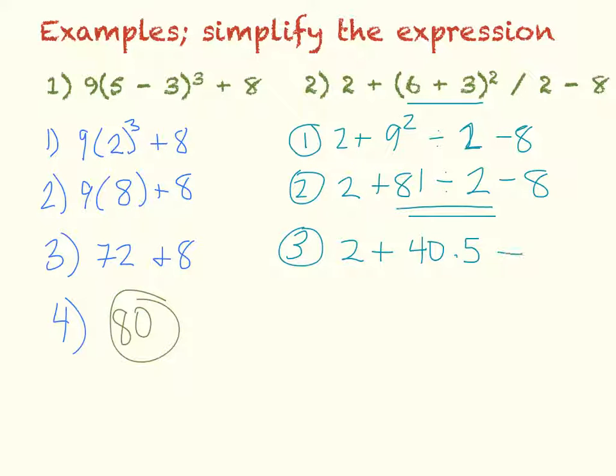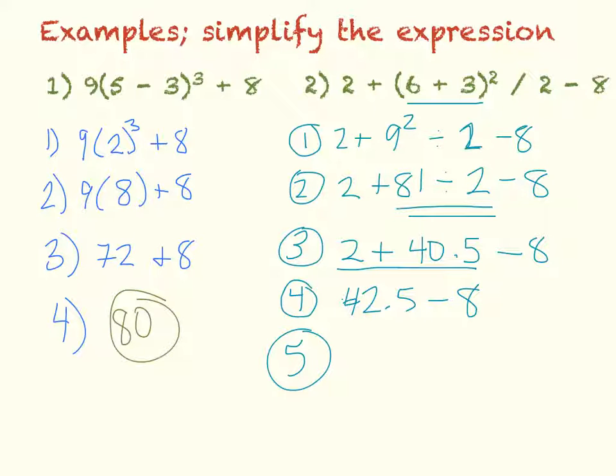So my third step is to write 2 plus 81 divided by 2, which is 40.5 minus 8. The fourth step is to do addition and subtraction left to right. So I'm going to have 2 plus 40.5, which is 42.5, because that's the left part, subtract off 8. And finally, my last step is to take 42.5 minus 8, which would give me 34.5. So that would be your final answer.